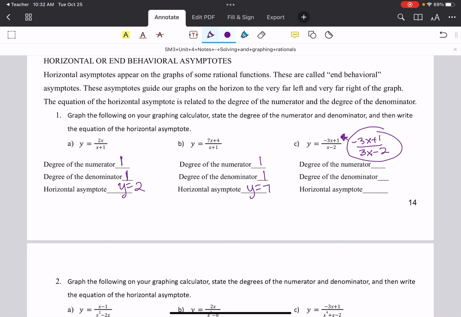This was our 7x plus 4. I agree that asymptote was at 7, like you said. Now plug in y equals negative 3x plus 1 over 3x minus 2. All I did is add a 3 to the coefficient on the bottom. It'll help you see the pattern better.